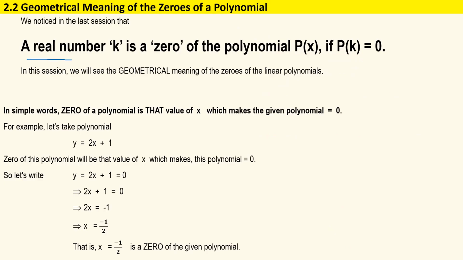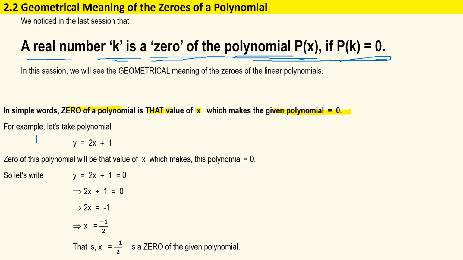We know a real number k is a zero of the polynomial p(x) if p(k) is equal to 0. That is, if the value of x is equal to k, then if we put that into the expression of the polynomial, we will see that the entire polynomial p(x) becomes 0. In simple words, we can say that the zero of a polynomial is that value of x which makes the given polynomial equal to 0. And now let's take some examples.